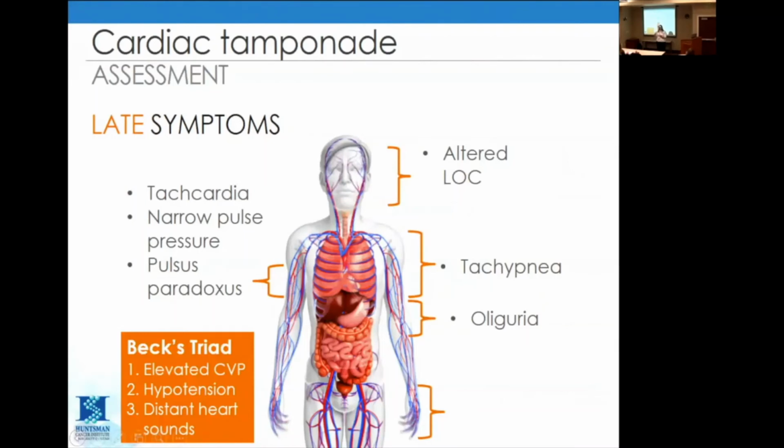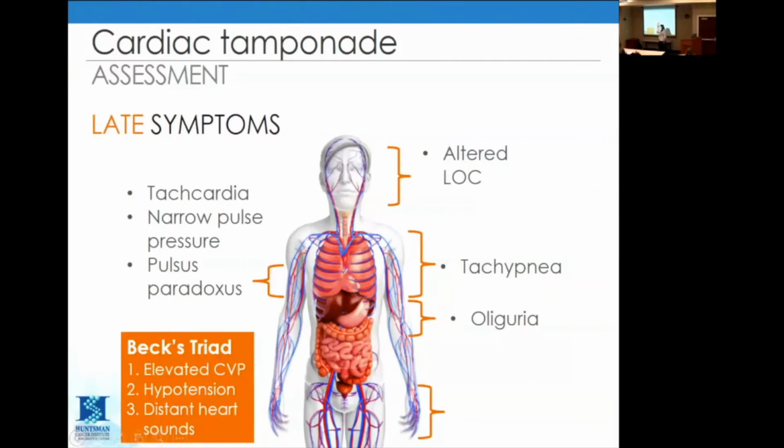So if I'm doing a manual blood pressure and I hear that their systolic is at 100, and I say, okay, take a deep breath, you will hear that systolic drop. You'll lose the systolic. So that's what you can hear with a cuff on pulsus paradoxus. Altered level of consciousness too, obviously.